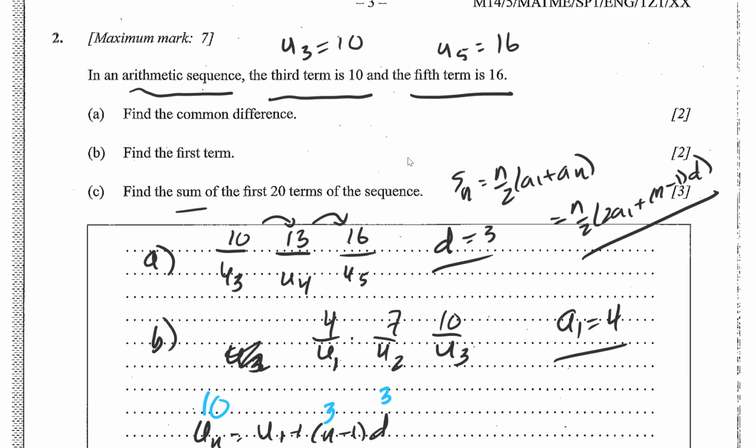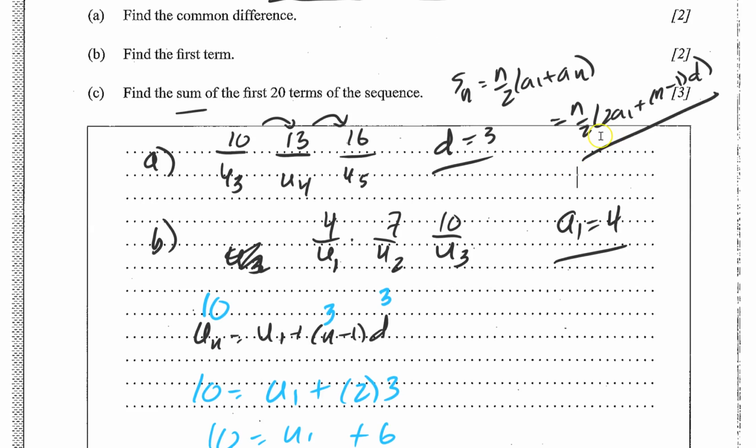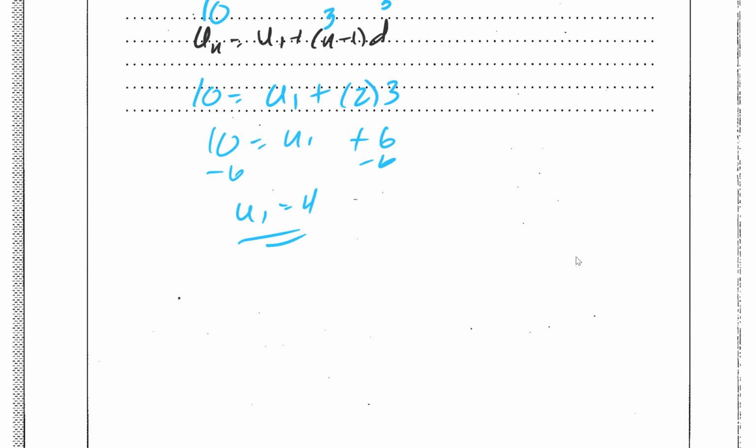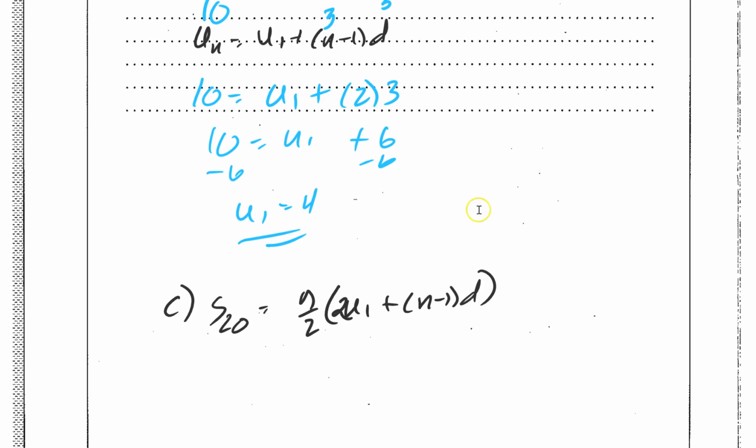I see people make mistakes on both, but a lot of people make a silly mistake here where they plug in 20 for an, and it's not 20. 20 is n, not an. So I'm actually using the longer formula, the more basic one, sorry. For the sum of 20, I'm going to use the longer formula: n over 2 times 2u1 plus n minus 1 times the common difference.